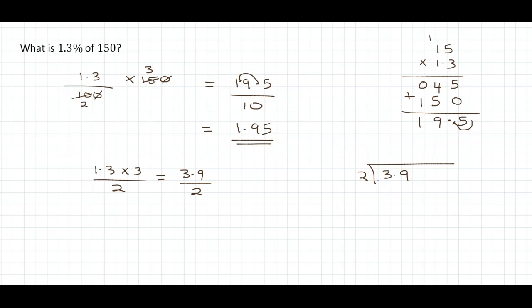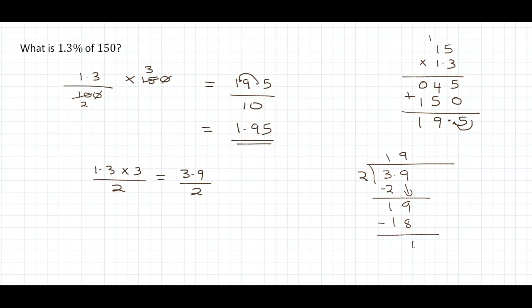So we have 3 divided by 2. We have 1. 1 multiplied by 2. We have 2. And we subtract. We're left with 1. We bring down our 9. 19 divided by 2. We're going to have only 9 groups. 9 multiplied by 2 is 18. And then we're left with a remainder of 1. So we have to convert to a decimal here.